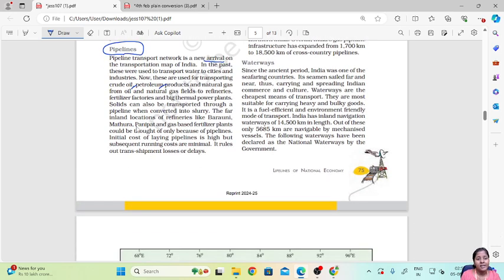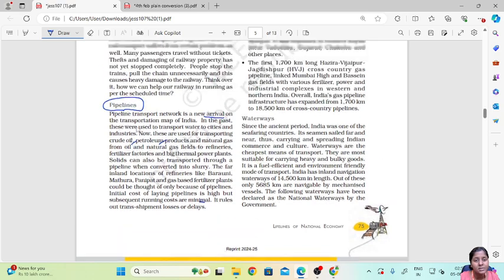The far inland location of refineries like Barauni, Mathura, Panipat, and gas-based fertilizer plants could be thought of only because of pipelines. The initial cost of laying a pipeline is high, but subsequent running costs are minimal. It rules out transshipment losses or delays.